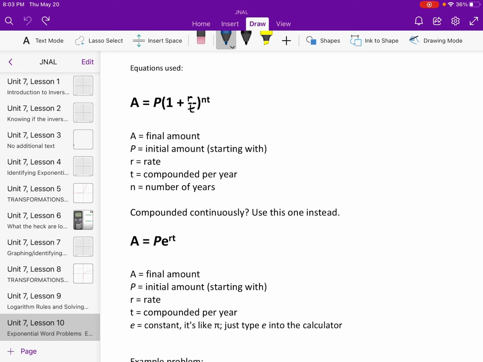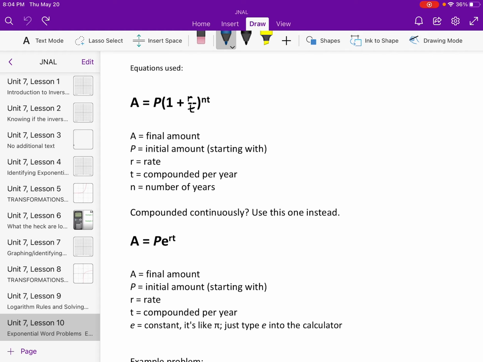The first one is A equals P times 1 plus R over T, all to the power of NT. Okay, that looks kind of dumb, but it's useful in certain situations. A is the final amount. Typically that's what you're going to find, but you might be asked to find other things, like: what's the final amount of money in this person's account?